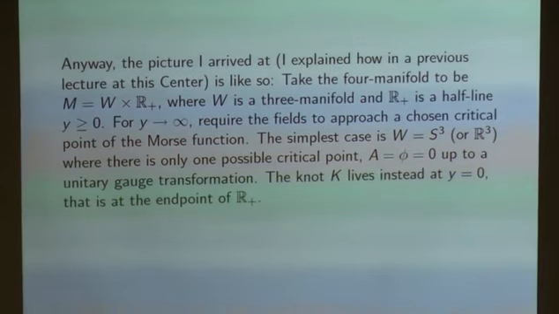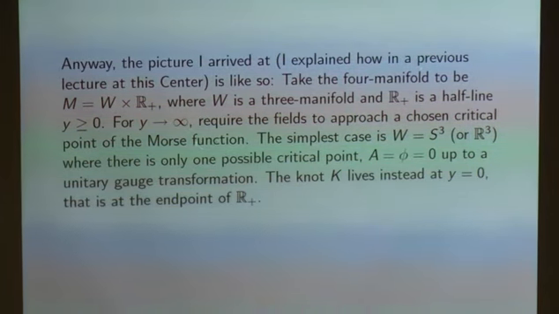So finding the critical point can be very concrete. For example, if W is a 3-sphere or R^3, the only critical point is that A equals phi equals 0, up to a unitary gauge transformation. So that was painless. But in another example, you might have to work a little harder to find your critical points.